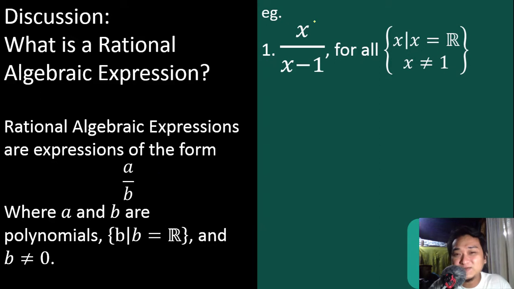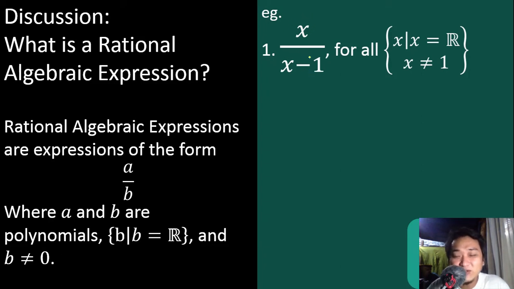So, mapapansin nyo po dito sa example number 1, yung numerator is a polynomial. Actually, it is a monomial, ano? And on the denominator, it is also a polynomial, a binomial actually. Okay. And for as long as the denominator or b, itong pinaka-b natin, is not equal to 0. So, meron siyang precaution. May precaution po siya. Ano yun? Kailangan yung kanyang denominator hindi 0. O, sige, subukan natin. Sa palagay nyo ba, yung expression natin sa number 1, rational algebraic expression po ba siya o hindi? Kailan magiging 0 yung kanyang denominator?